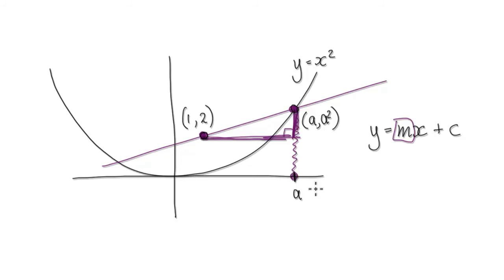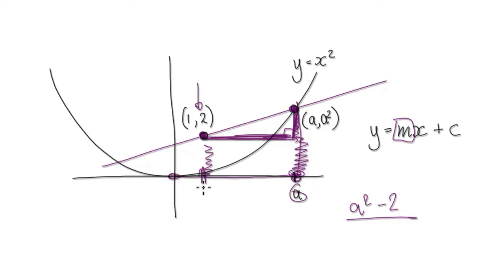So hang on, let me erase this. This height here will be given by this height, which is a squared, and then you take away this height here, which is the same as this, which is 2. So you take away 2, and then you divide it by the across. What's the across? Well, the across would be this whole length here, which is a, and then you take away this length here, which is 1. So it would be a take away 1.